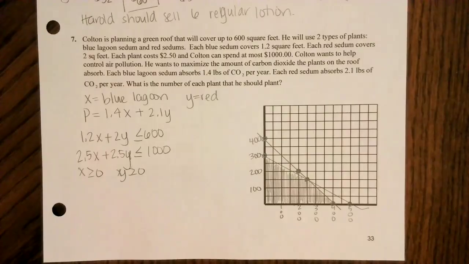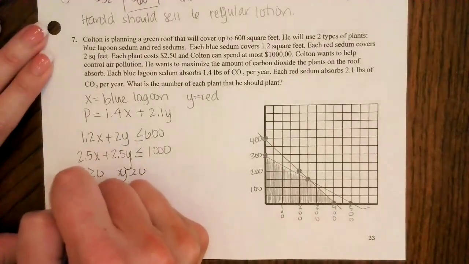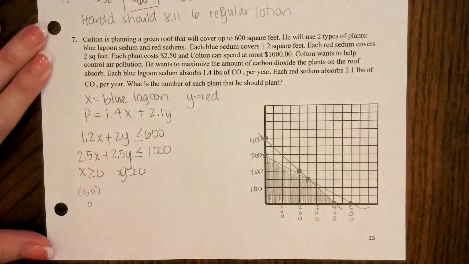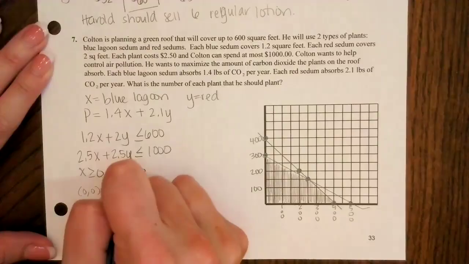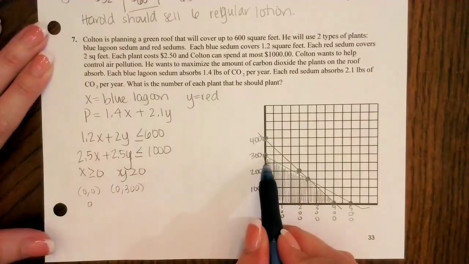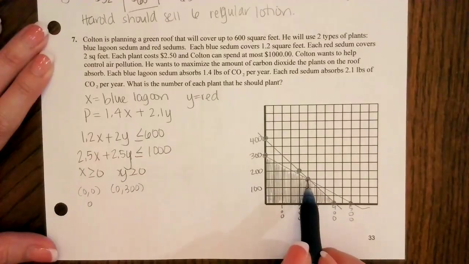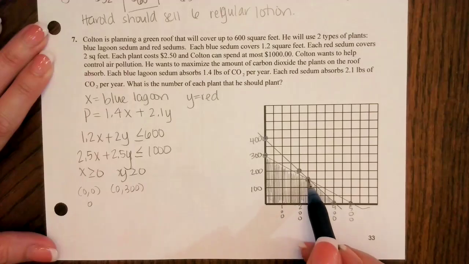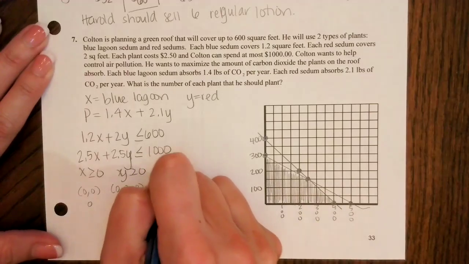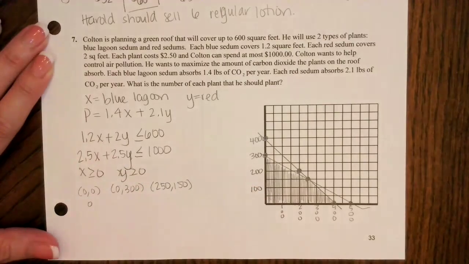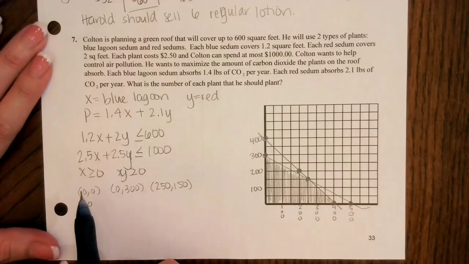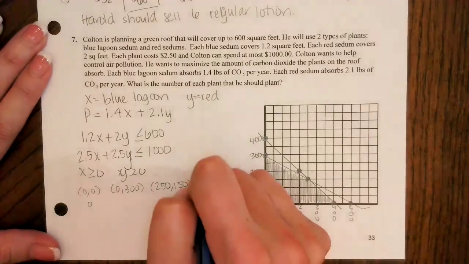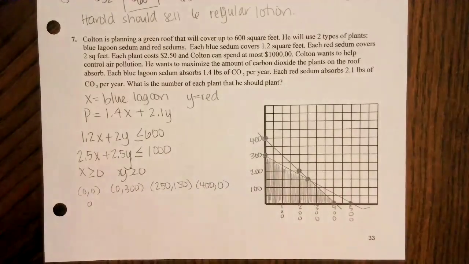So we're ready to pick our vertices out. The first one, of course, is 0, 0, but that means he planted nothing, so it's not that important. All right, our next one is 0, 300. That gets us our y-intercept one right here. Then we've got this one right here. This one happened to be right on the whole number, which is really nice, 250 and 150. If your graph wasn't really accurate and you couldn't be sure that was the number, remember to do it as a matrix or as an intersection or as substitution or elimination to find this point. Then the last one is 400 and 0.